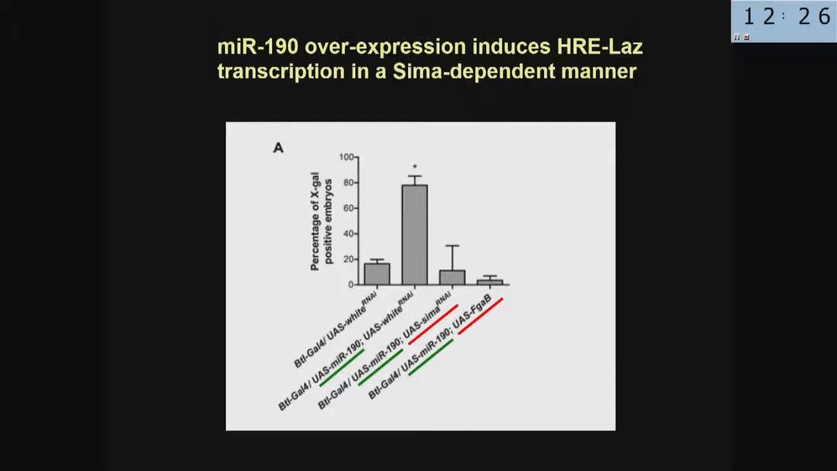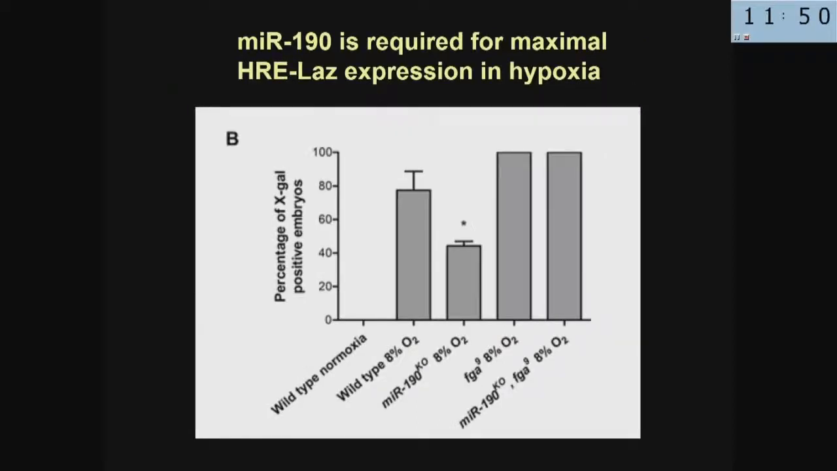Here I underlined in green miR-190 and in red the genes that block this induction. Here I'm not sure if you can see the small letter. The induction is blocked by the RNAi of Sima, implying that this induction indeed depends on Sima, and as expected, is also blocked by overexpression of the prolyl hydroxylase fatiga. So this implies that indeed miR-190 was working through the fatiga and Sima pathway.